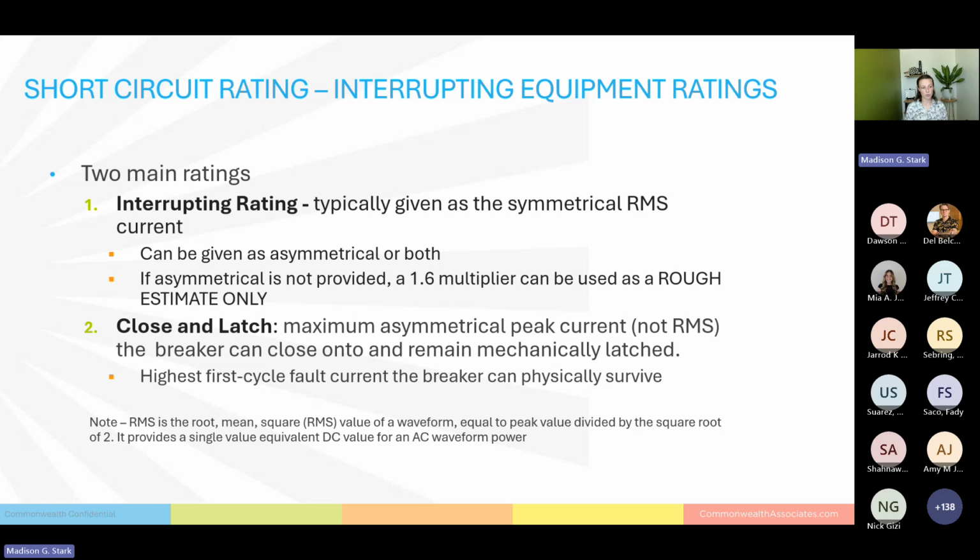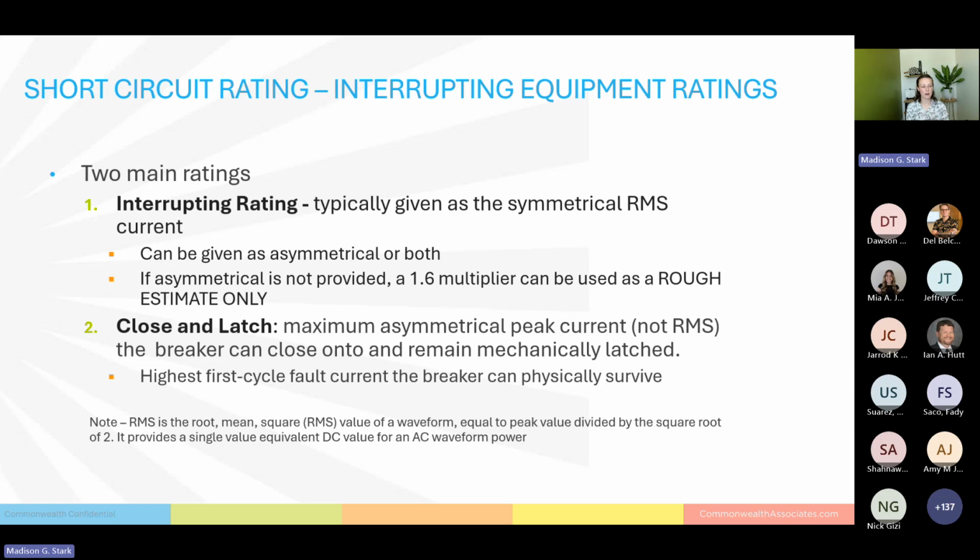You then have the second rating, which is the close and latch. The close and latch is the maximum asymmetrical peak current, so peak current, not RMS, that the breaker can close onto and remain mechanically latched. In layman's terms, this is the highest first cycle current, or that half cycle peak value, that the breaker can physically survive. If it sees higher than this close and latch rating at that peak current value, most likely the breaker will mechanically fail.